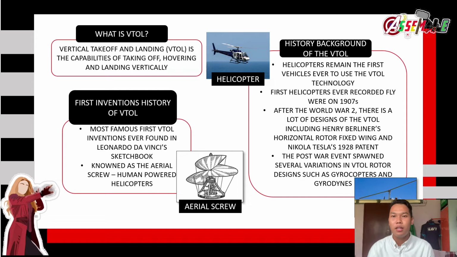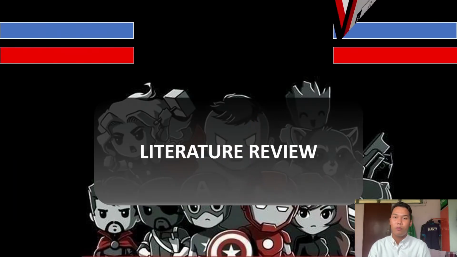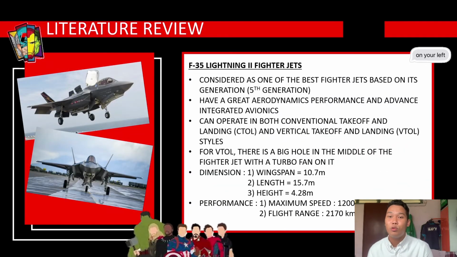Next, I'm gonna go to the literature review. In this literature review, I reviewed different types of designs of fighter jets and helicopters to be implemented and inspire my Rhinos design. Okay, the first fighter jet is the F-35 Lightning II fighter jet. It is considered one of the best fighter jets ever in its generation, which is the 5th generation of fighter jet. It has great aerodynamic performance and advanced integrated avionics.